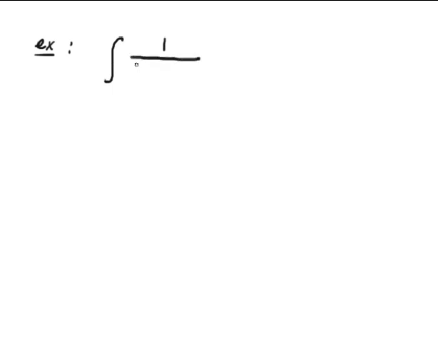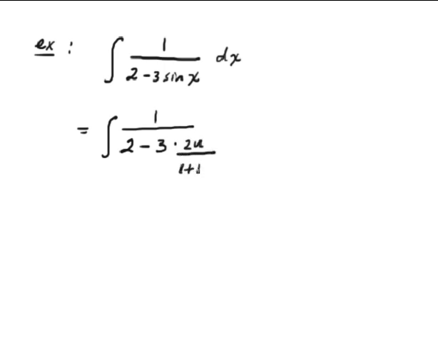We'll do one last example. The integral of 1 over 2 minus 3 sine x dx. Okay, so we're going to put sine x equal to 2u over 1 plus u squared. Let me mention that our substitution is u equal to sine x over 1 plus cosine x. Okay, so that's u equal to, and this is what sine x is equal to.